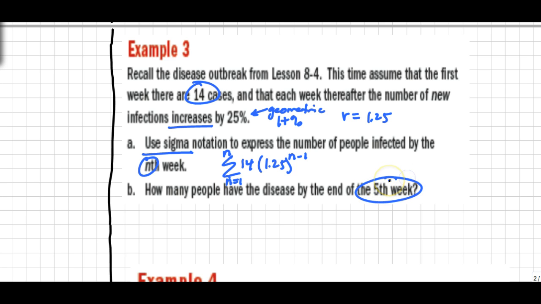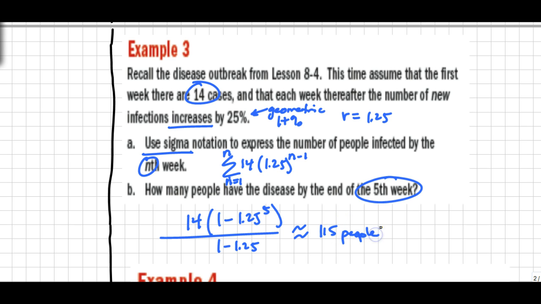How many people have been infected by the end of the 5th week? I want to know the total there, so I would indeed use the new formula from today. First term, 1 minus 1.25 to the 5 over 1 minus 1.25. Breathe a sigh of relief here because we are not doing fractions on this one, and so this one will be a little bit easier to type in on the calculator. When you do, you should get about 115, and we want to say people here. So pause the video, give that a try, type that in correctly.